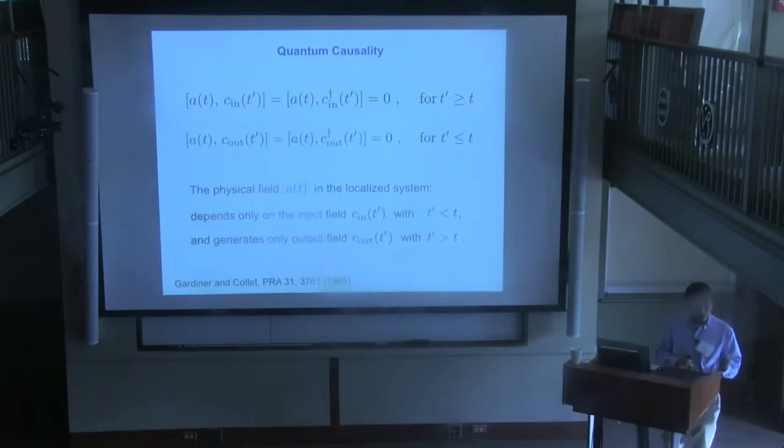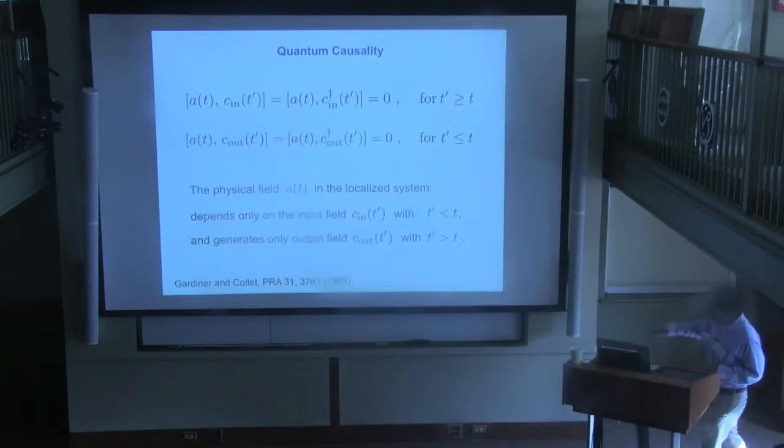And similarly, the output field can only be generated by the local variable if t is less than t prime. So in other words, the output field here can only come from the local quantum system field if the time is afterwards. And from this quantum causality, you can then derive a set of operator commutation relations, which basically tell you this kind of time dependency of the system.